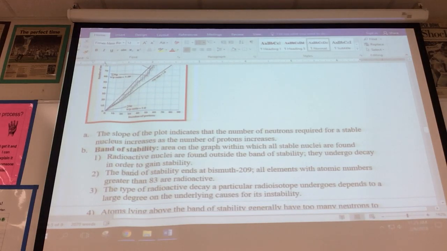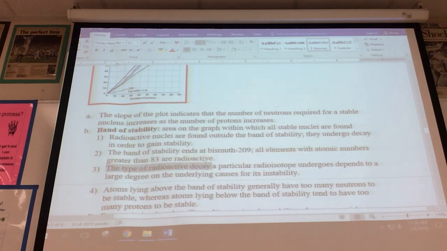The band of stability typically ends with bismuth 209, although some leads are not within the band either. So all elements with atomic numbers greater than 83 are radioactive. So all isotopes of those elements will be radioactive because you will have a situation where your neutron to proton ratio is not within the band of stability.